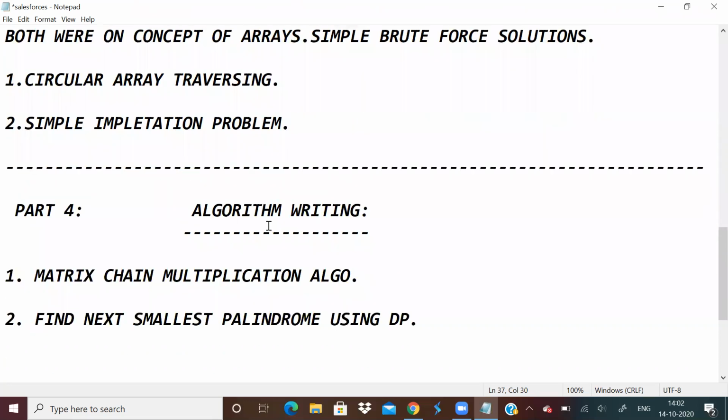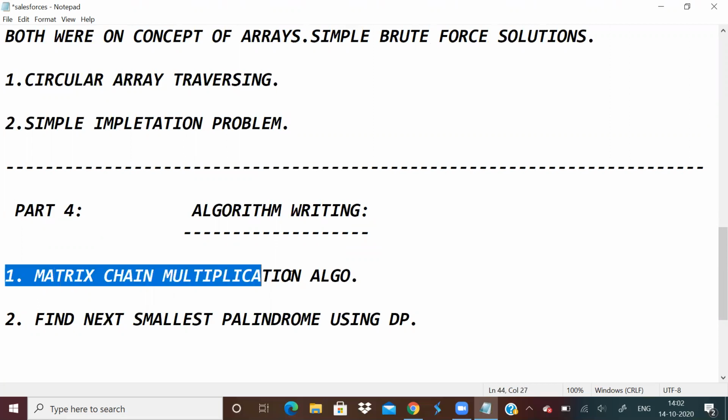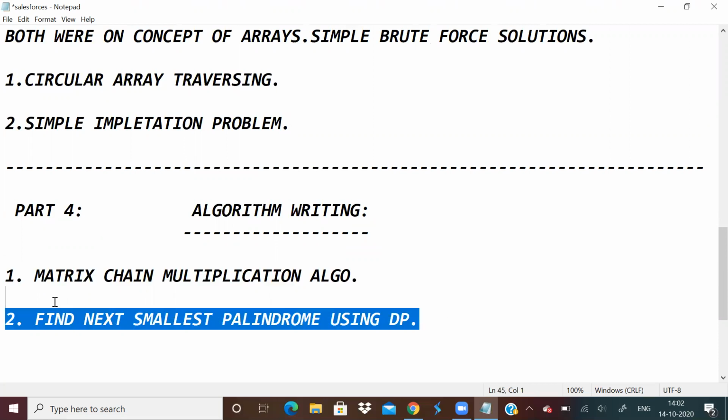The last section was the algorithm writing. First, they had asked to write an algorithm for matrix chain multiplication. And the next one was find next smallest palindrome using dynamic programming. The second question I did not know how to do. The first question, I luckily had seen Aditya Verma's YouTube channel. There he had explained matrix chain multiplication. From there I read it and I knew it beforehand, so I could write the first one. So this one was easy, whereas this one I did not know how to do it.